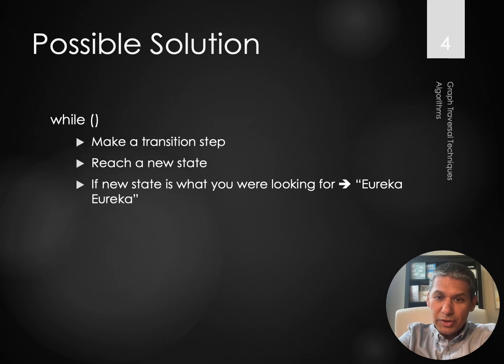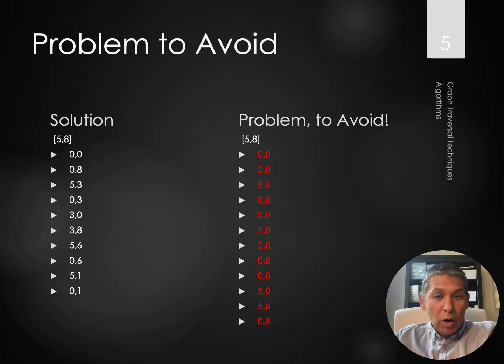So overall, a possible solution is that we'll be in a while loop. We'll keep making a transition step. If we find what we're looking for, great. If not, we're still in the loop. However, the problem that we have to avoid is that we could go into an infinite loop and not find new states. So we could start with 0, 0.